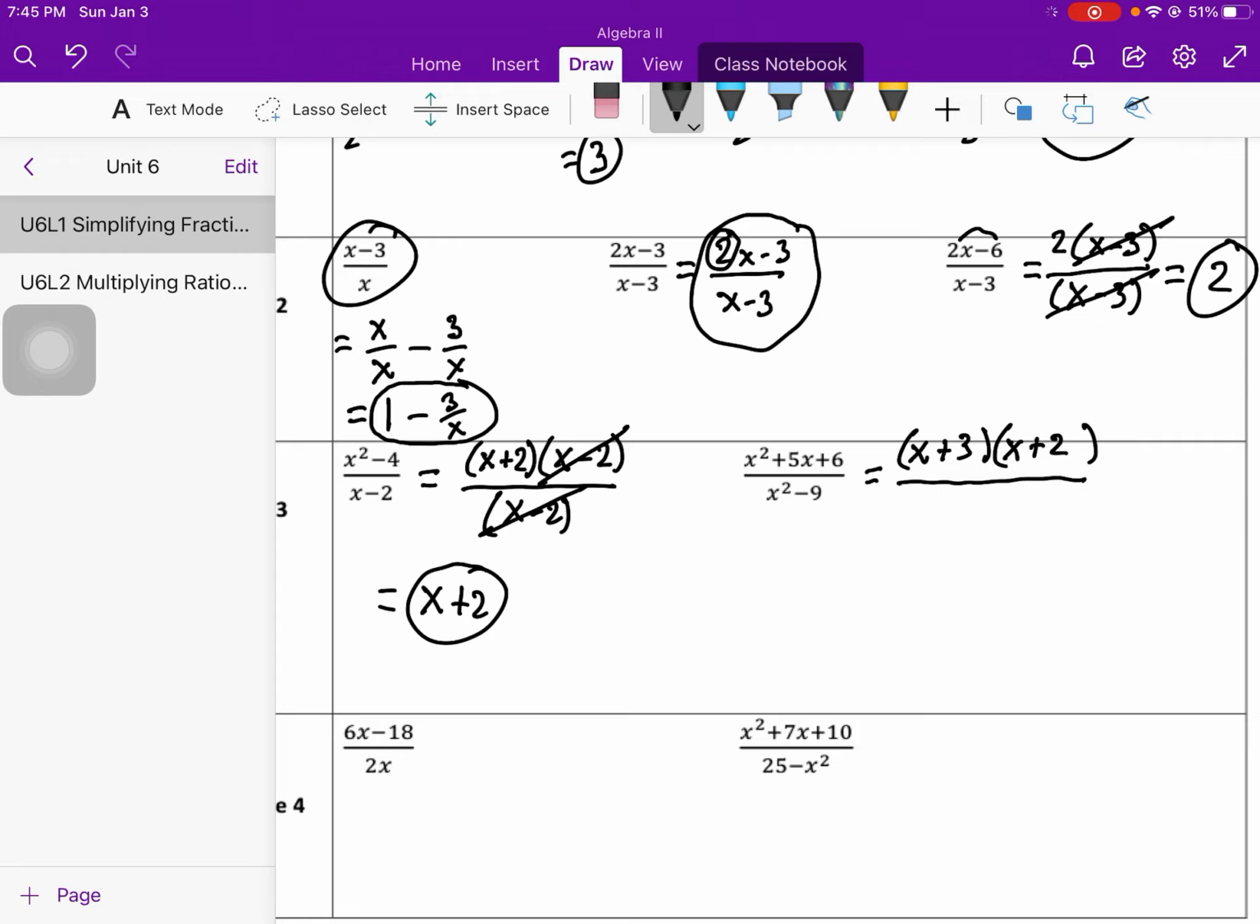Now the bottom, again, we can factor that one. That's going to be another difference of squares. It's going to be an x plus 3 and an x minus 3. Since we have an x plus 3 on the top and an x plus 3 on the bottom, we can cross those off, and we get x plus 2 over x minus 3. That would be our answer.